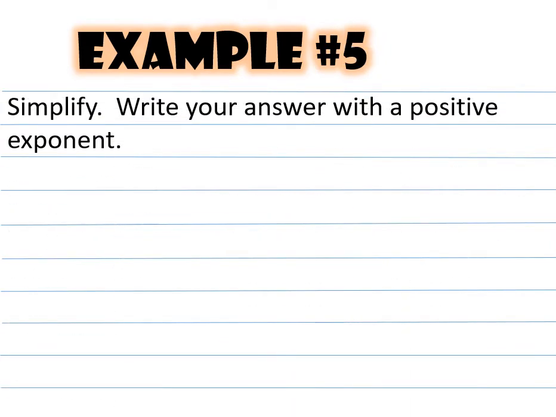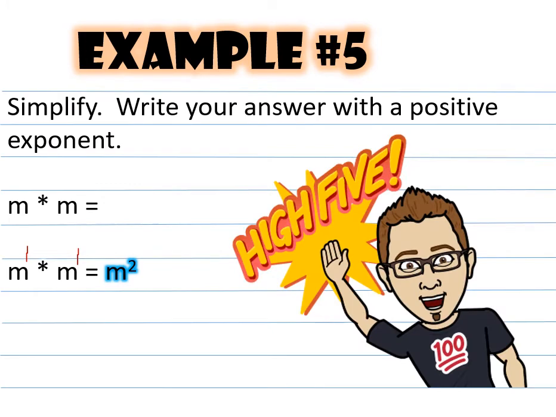Example number 5. Write your answer with a positive exponent. M times m is m to the second power, because each letter m has an exponent. You don't see it, but it has an exponent of 1. So if you were to add 1 plus 1, it would add up to 2. High five!